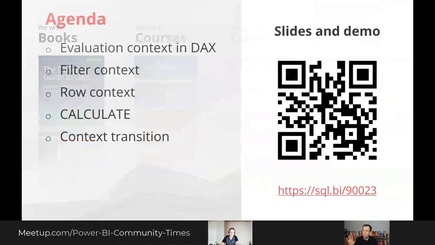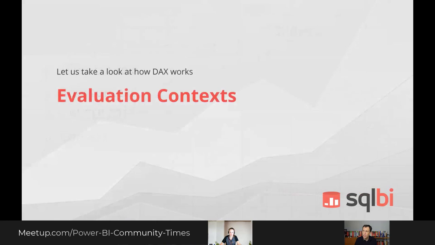The idea of this session is to talk about the evaluation context. So we mainly focus on filter context, row context, how CALCULATE works, manipulating the filter context and manipulating the row context for the context transition. These are the more important concepts that you have to learn if you want to really master DAX. The QR code you see here is available to download the same slides I have here, but you will see this also at the end, and I will provide to Cecilia the slides if necessary.